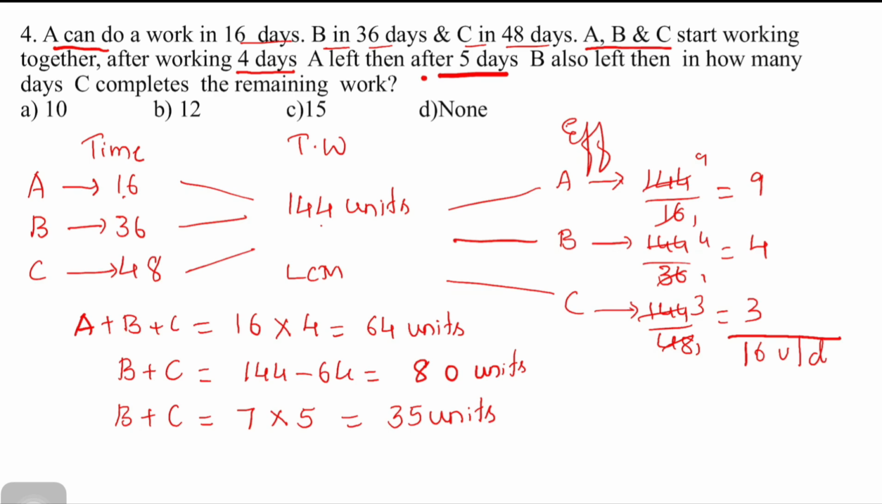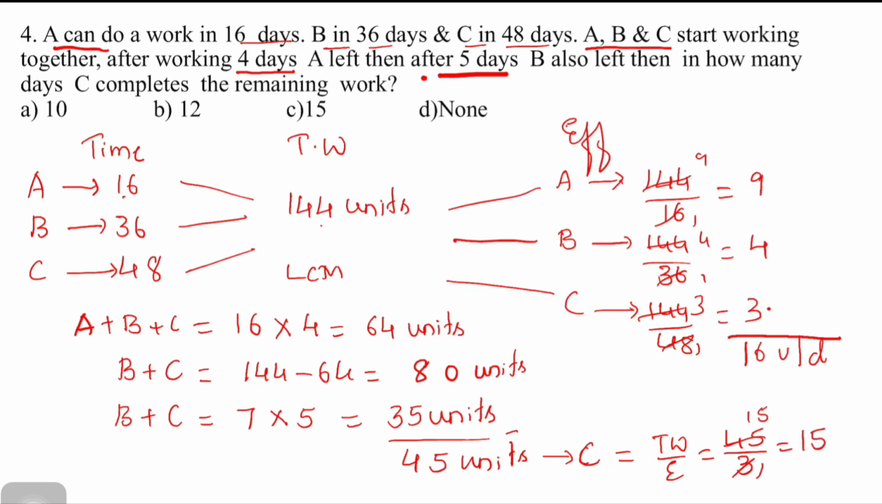So what is the remaining work now? 80 minus 35, the remaining work is 45 units. So this 45 units C will complete. C will complete 3 units in 1 day. So 45 units in how many days will he complete? Total work divided by efficiency. 45 divided by 3, 3 fives are 15. So C will take 15 days to complete the remaining work. So option C is the answer.